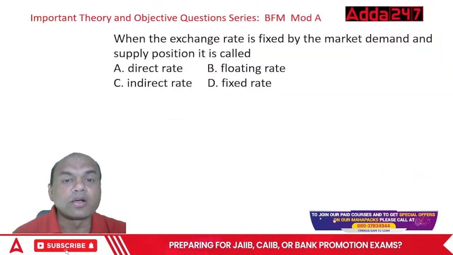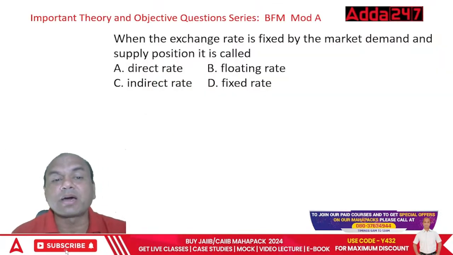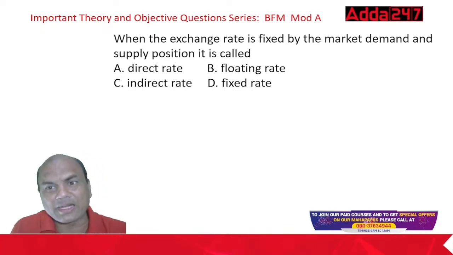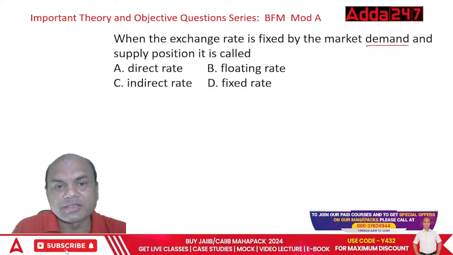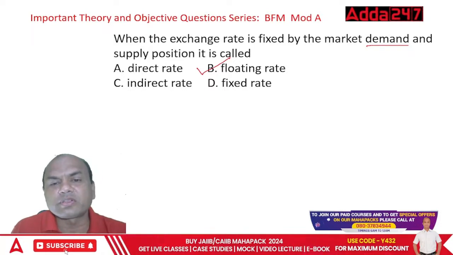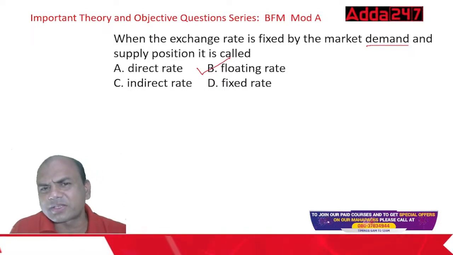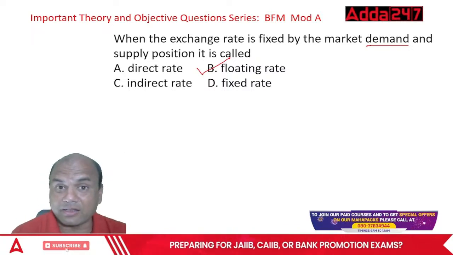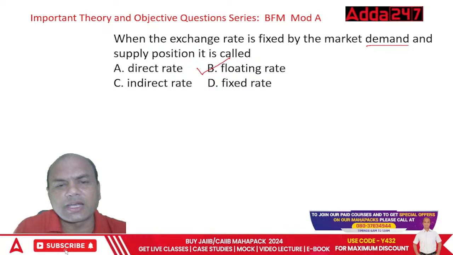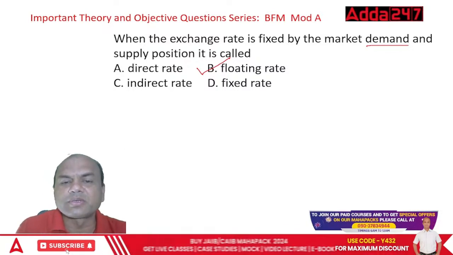Okay. When the exchange rate is fixed by the market demand and supply position, it is called as, just now we discussed, right? Market demand and supply. So it will be called as what? Floating rate, isn't it? India follows this demand and supply. RBI never interferes in India in this rate. Okay, it never interferes directly. There are two ways of interfering. One is direct. As a CAIIB student, you must understand this.